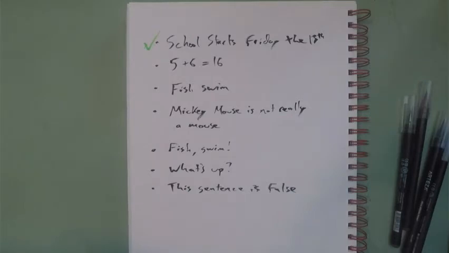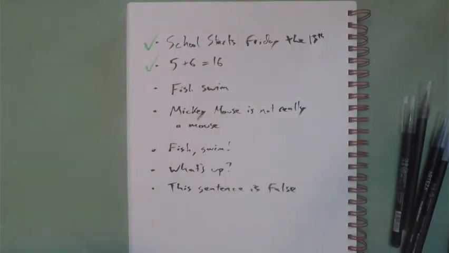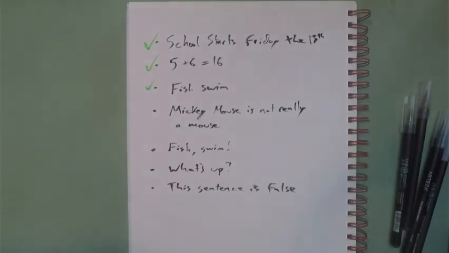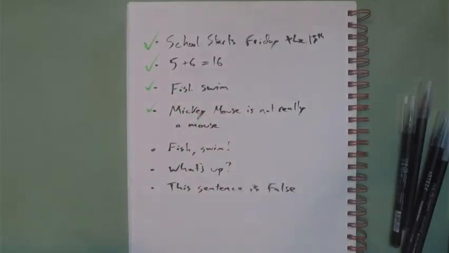5 plus 16 equals 16, again, is something that is false, but it's a simple statement. Fish swim, likewise. Mickey Mouse is not a real mouse. We can ask, is this true or false in a sensible way? It is a simple statement.